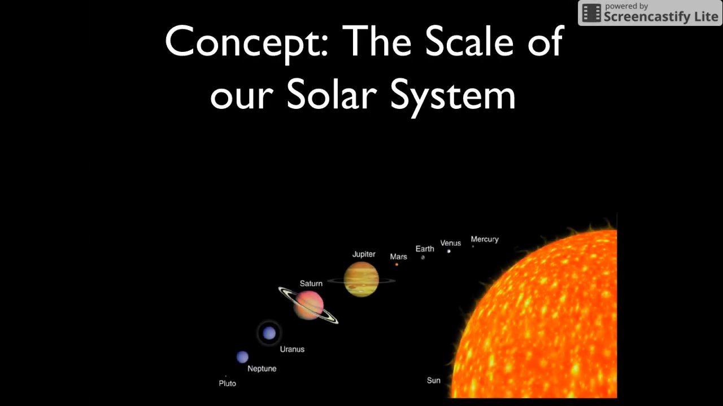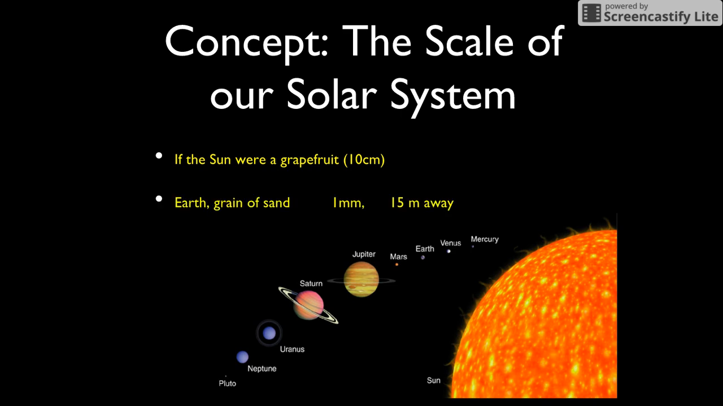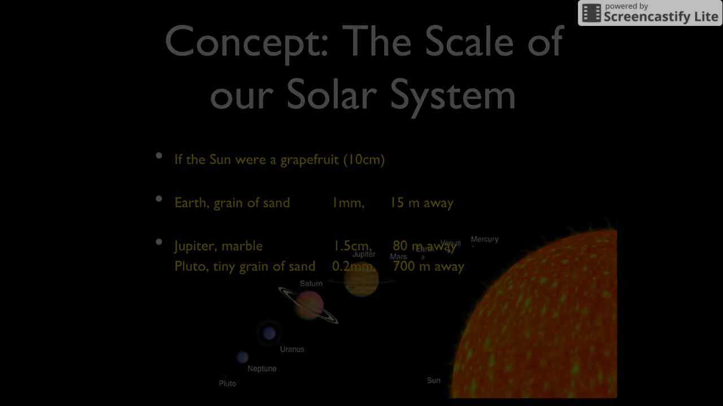So when we talk about the scale of our solar system, the sheer vastness of it is very hard to comprehend. But if we thought of the sun as a grapefruit, for instance, about 10 centimeters in size, then the Earth would be like a grain of sand, 1 millimeter in length. And if that grapefruit and that grain of sand were measured in distance, they would be 15 miles apart, in concept, of how far the Earth is away from the sun. Jupiter would be like 80 miles away, while Pluto would be 700 miles away. And the size of Jupiter would be 1.5 centimeters compared to the 10 centimeters of the sun.